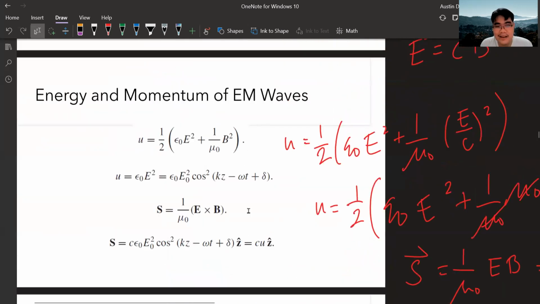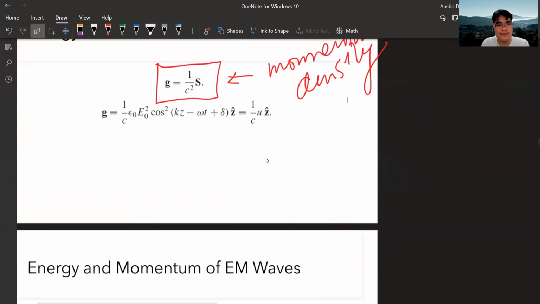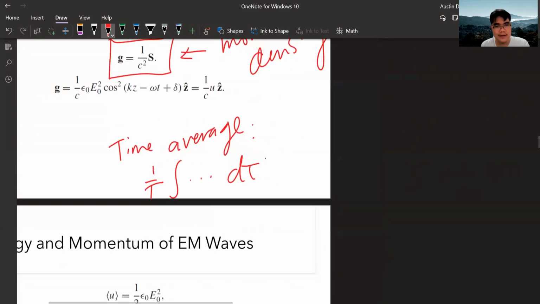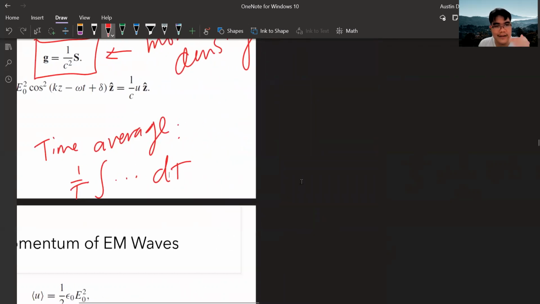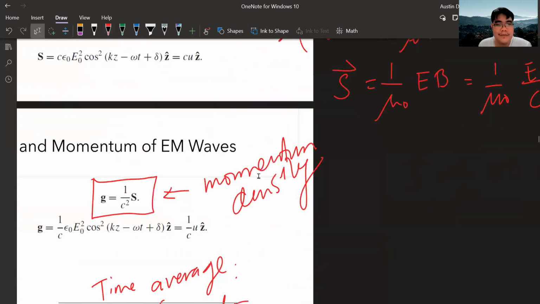Hindi natin yun kailangan. Ang kailangan natin is the time average. Okay. Time average. Yung formula nito ay 1 over period, the integral ng something. Okay, the period. 1 over period. Something na nandun sa libro nyo yan. Pero I'll give you an intuitive way of thinking it. So, yung time average is in-average mo lang yung values basically over time. Okay?